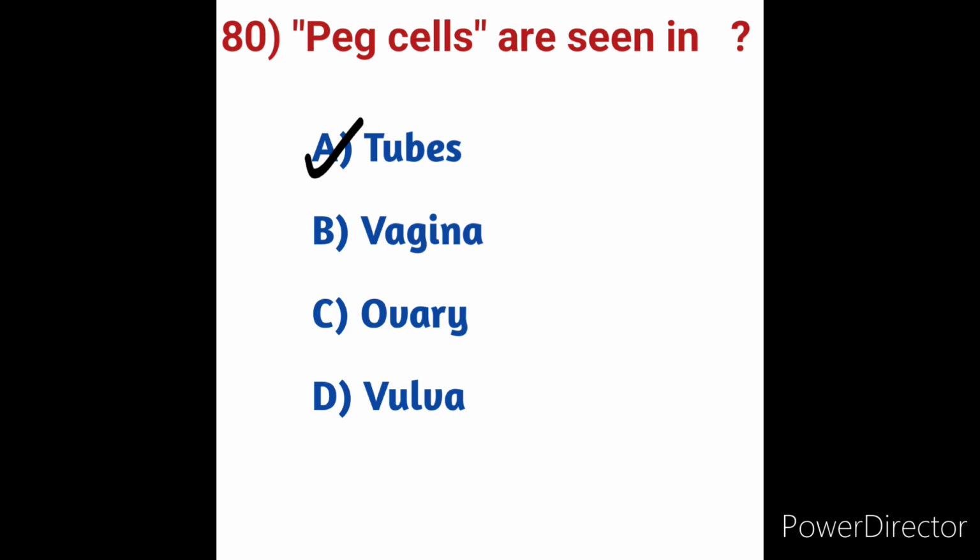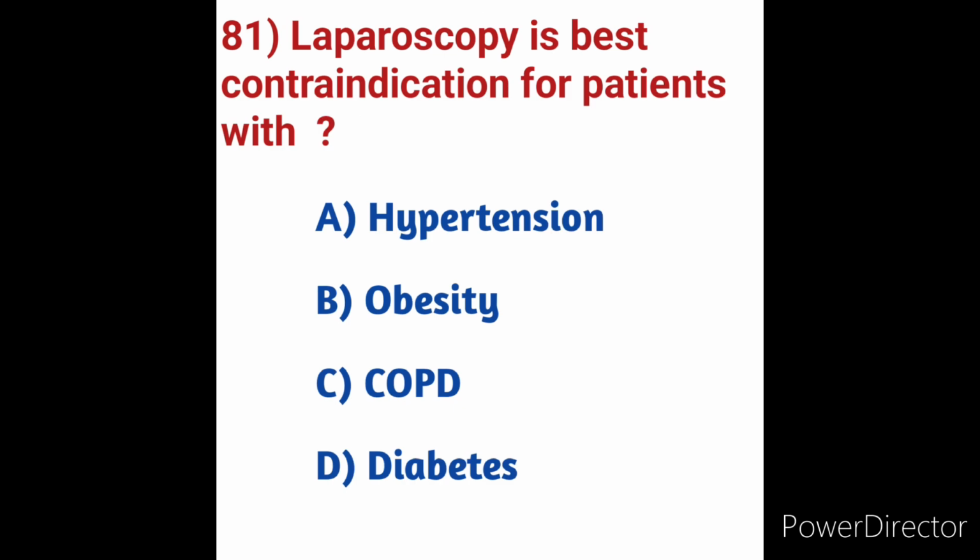Next we will move on to question number 81. Laparoscopy is best contraindicated for patients with. Here the laparoscopic procedure is best contraindicated for patients with which of the following conditions? We will see the options. Option A, hypertension. Option B, obesity. Option C, COPD. Option D, diabetes.